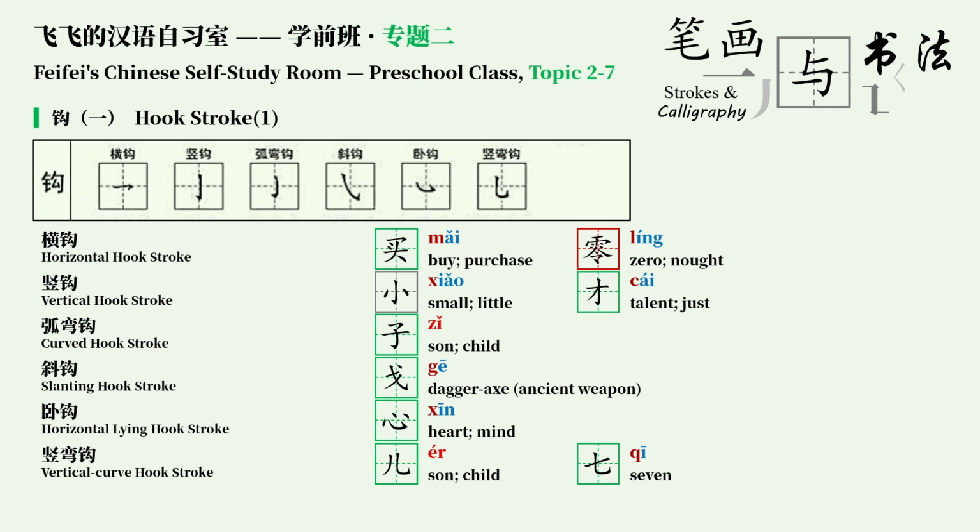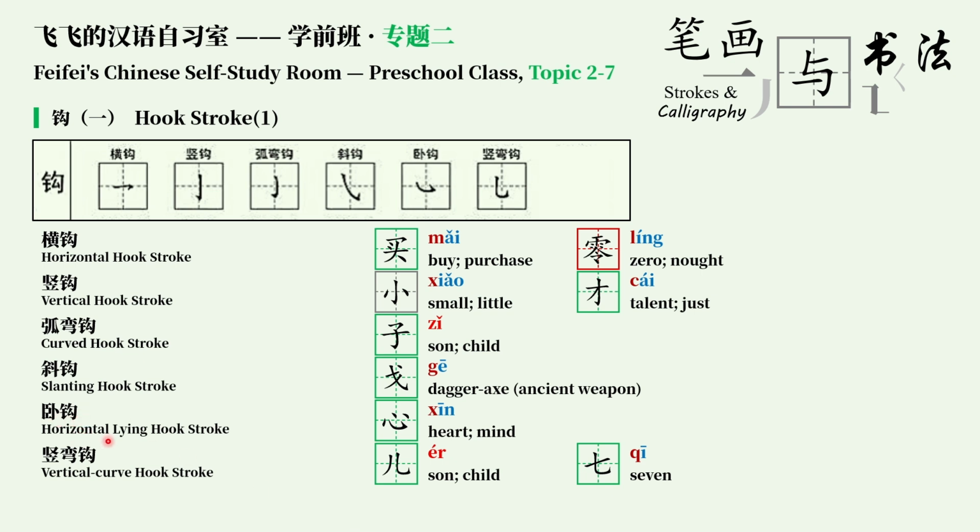Example character 歌, meaning dagger axe, ancient weapon, a traditional Chinese weapon with a blade and a long handle, often seen in ancient calligraphy and characters.